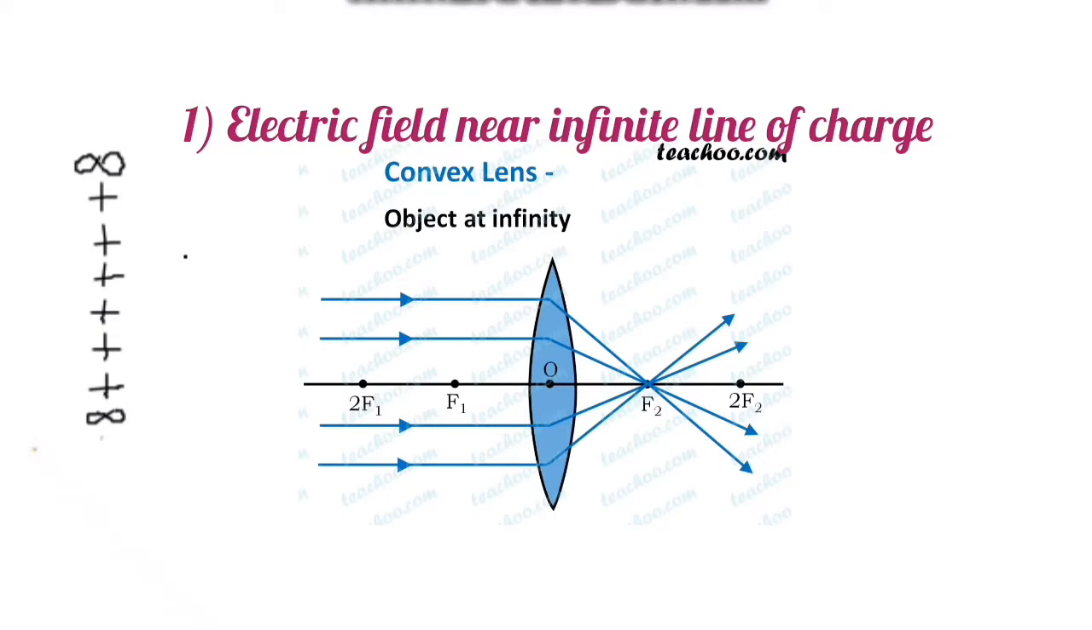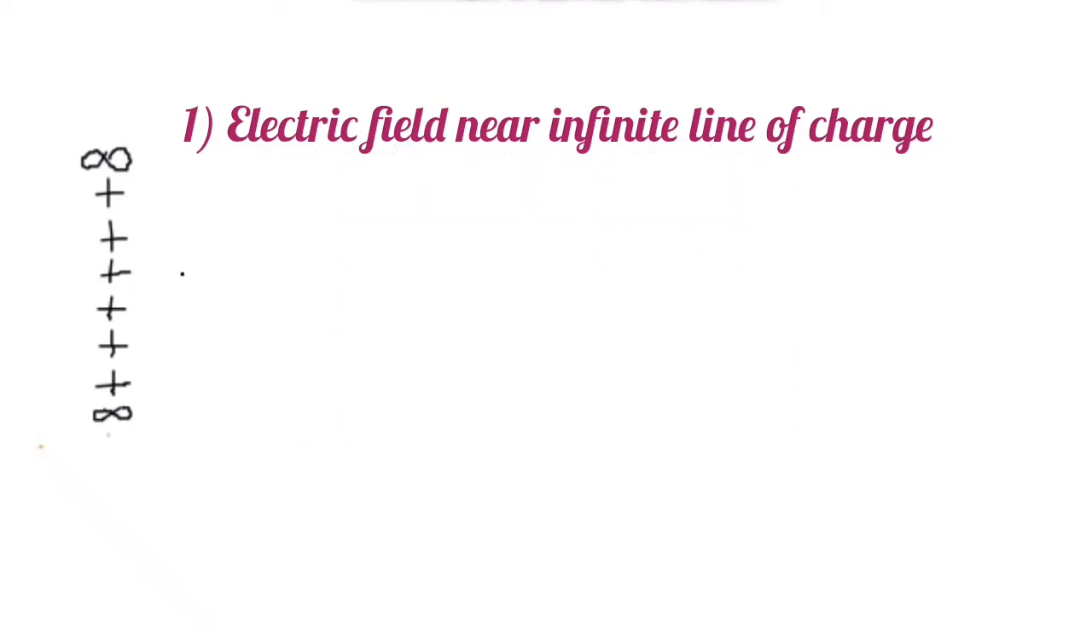Remember when you were doing lenses and you found the image distance of an object at infinity? Wow. However, what infinite means in this case is that the line of charge is very long compared to the distance at which you want to find the electric field.